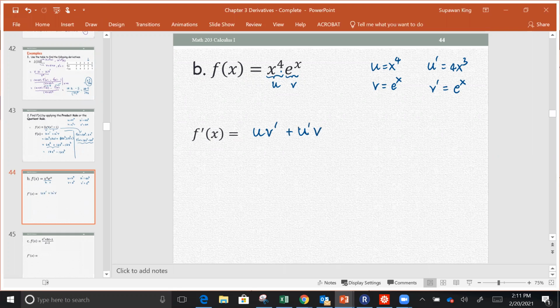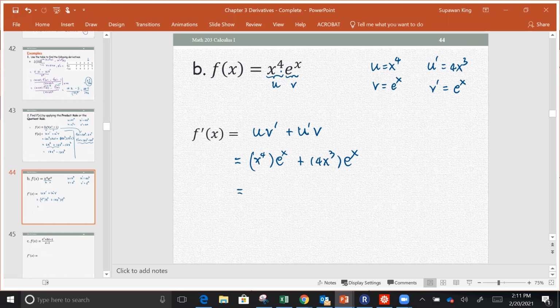Apply the product rule, u v prime plus u prime times v. Again, the order doesn't matter as long as you multiply one function by the other function's derivative, and then do the other way and add the terms. The u is x to the fourth. The v prime is e to the x. The u prime is 4x to the third. The v is e to the x.